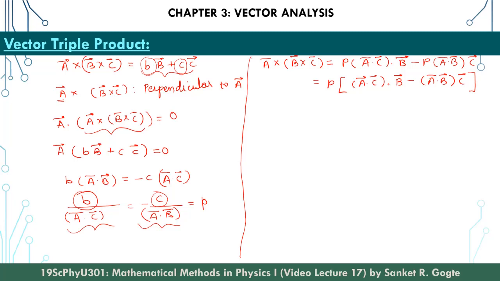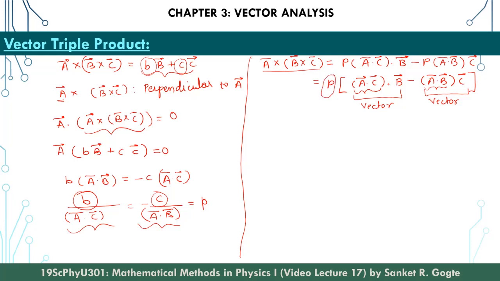Note here that this is a dot product and therefore is a scalar quantity which is multiplied by vector B, so this should be a vector. Similarly, A dot B is a scalar which is multiplied by C, and therefore that should also be a vector, and therefore on the right hand side we have a vector quantity, which is expected because the left hand side is a vector quantity. Now the whole problem of finding the vector triple product has boiled down to finding this scalar P.